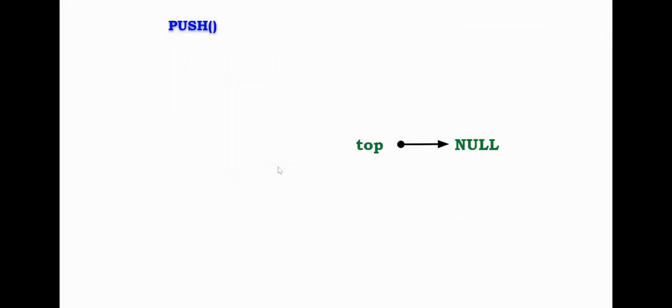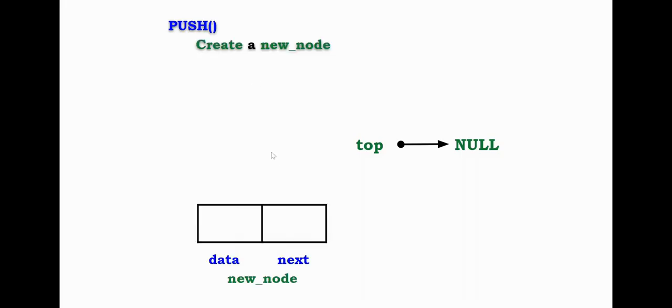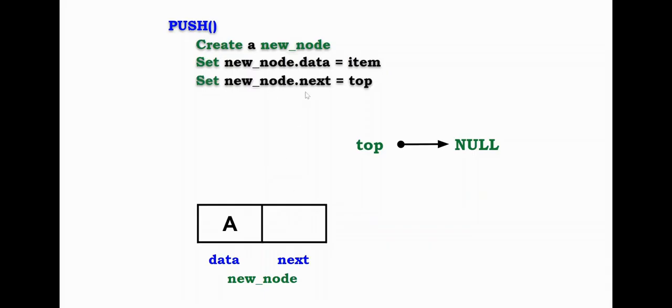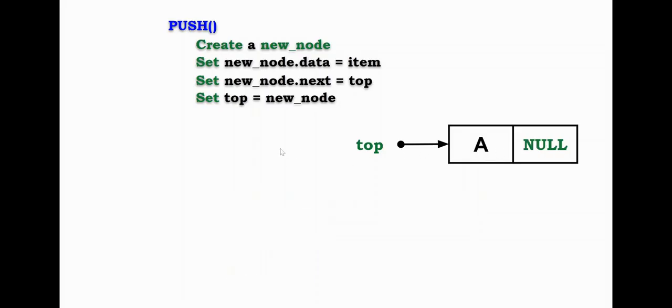To perform the push operation, first we have to create a new node with data and next field. When I create a new node, it is created with two fields. In the data field, we have to add an item, so for that we use new node data equal to item. Then in the next step, we have to change the value of the next field to the value of top. Since our top points to null, the value of the next field changes to null. After that, we have to update the top pointer to the new node. So the top pointer points to the new node.